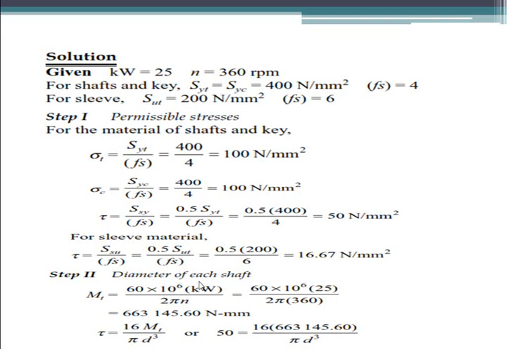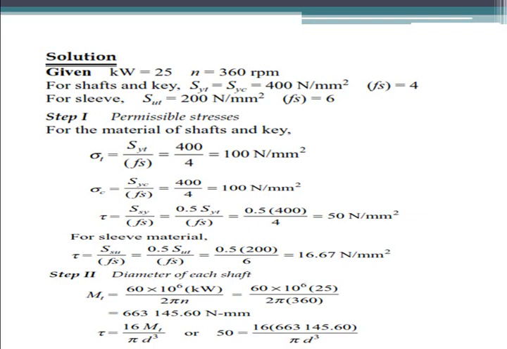by using the relation power P is equal to 2 pi N T by 60 and tau is equal to 16 T by pi d cube. This MT is equal to 60 into 10 power 6 into 25 kilowatt by 2 pi N. Here we got the torque in Newton mm, and substitute this torque in this torque equation, 16 MT by pi d cube. We get the diameter d, and this is the diameter of the shaft, 40.73.